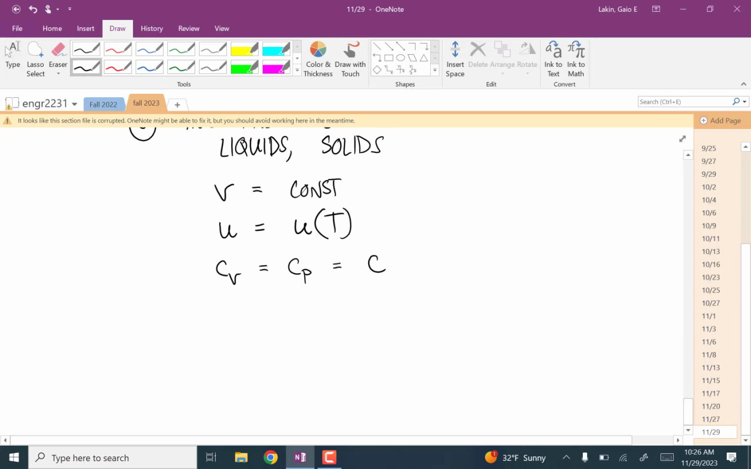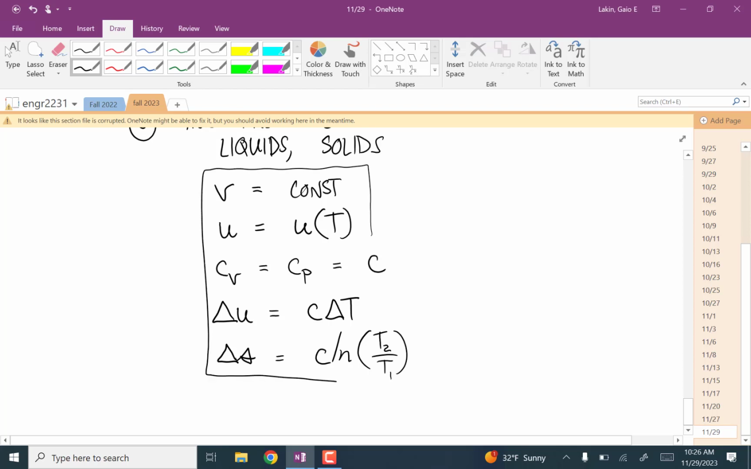And then based on that, the change in specific internal energy for an incompressible material is C times the change in temperature. And the change in specific entropy is C times the natural log of T2 over T1. So if you're dealing with a liquid, you can use all of those, okay?